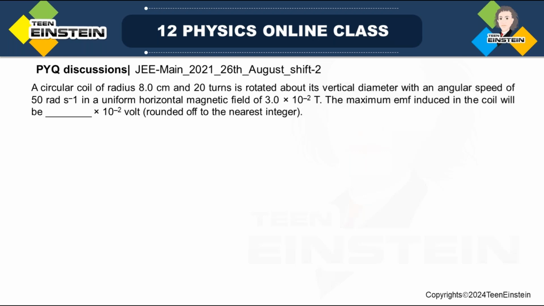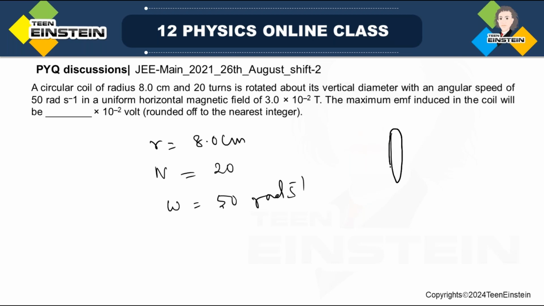Now I think this is the last problem for this session. A circular coil of radius 8 centimeter and number of turns, suppose capital N, number of turns in the circular coil is 20, is rotated about vertical diameter with an angular speed of, angular speed means this much only, rad per second, given. So a circular coil, that means this, suppose this is a circular coil which is actually having how many turns? 20 turns. Okay, this is N.